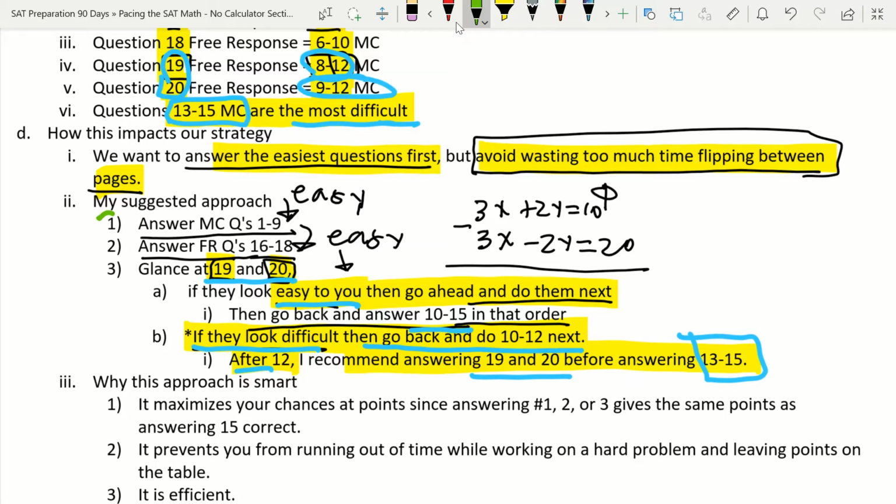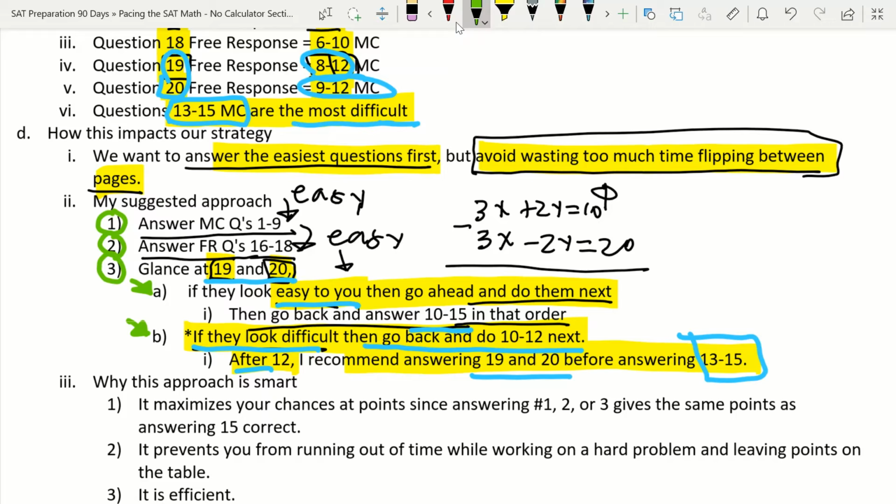Notice how I put these in numbered order, and then they also have A and B. That's the order I suggest you do them in. So number one, you're going to answer multiple choice questions 1 through 9. After that, you're going to answer 16 through 18. After that, you're going to take a look at 19 and 20, and then I provide 2 different pathways, pathway A and pathway B. This is where you're going to make a judgment call on your own. You're going to glance at 19 and 20. If they look easy, you go ahead and do them, and at that point, you just have to answer the rest of the multiple choice.